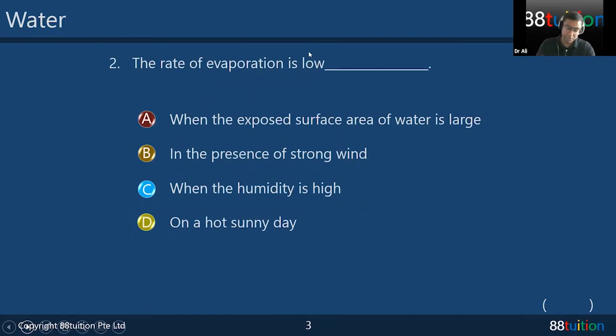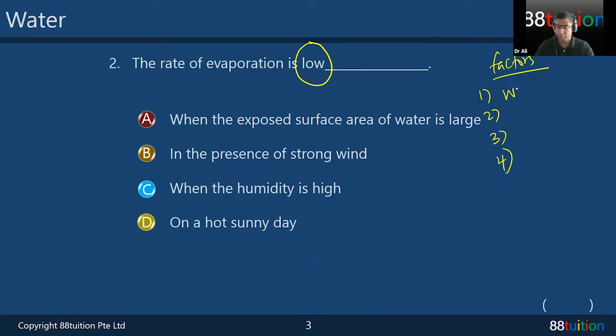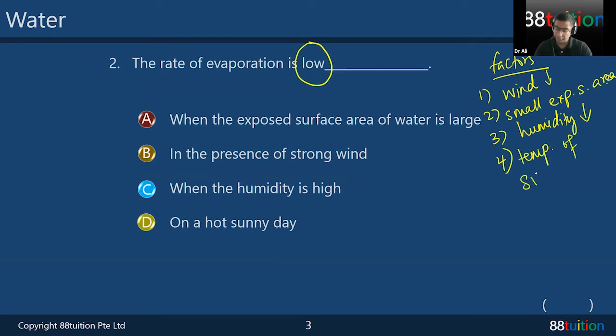The rate of evaporation is low when the factors affecting the rate of evaporation are low as well. For example, there is no wind or there is a small exposed surface area, right? What else? And when the humidity is low, evaporation rate is low. Whereas when all these factors are high, then the evaporation rate goes high. And what's the one more? Temperature of surrounding area must be low as well.